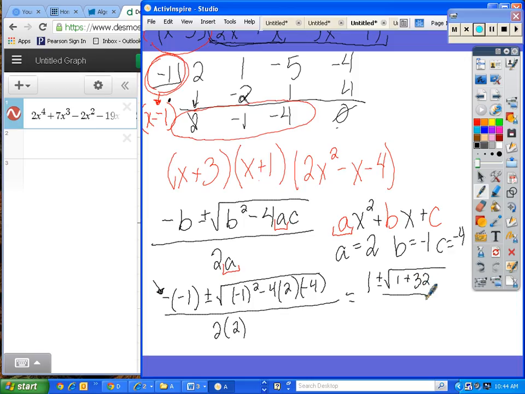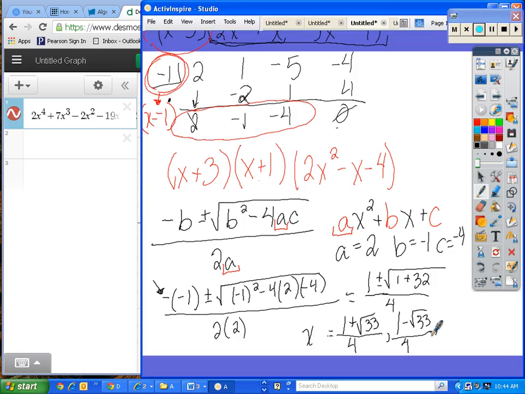divided by 4. So I can reduce this. I would write my answer as 1 plus square root of 33 over 4. And another point is 1 minus square root of 33 over 4. And what are my other solutions?